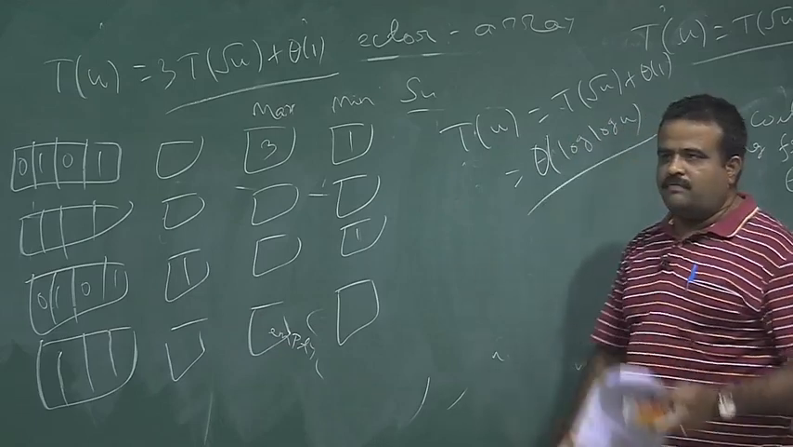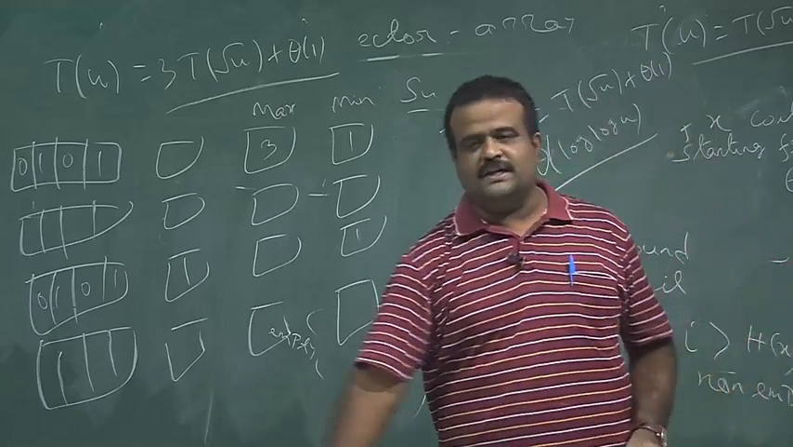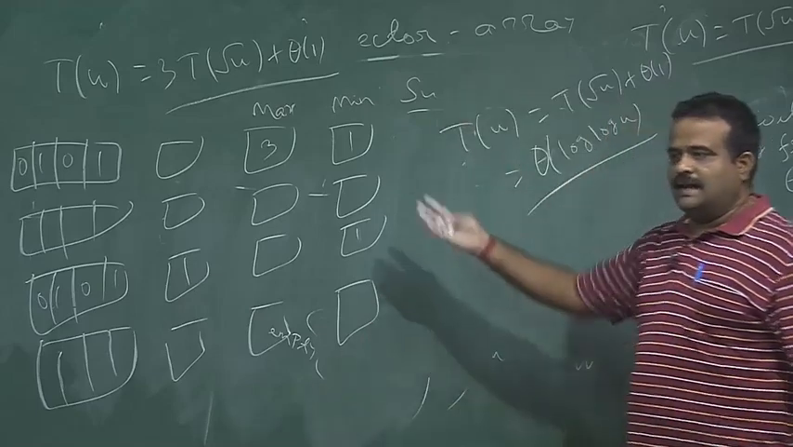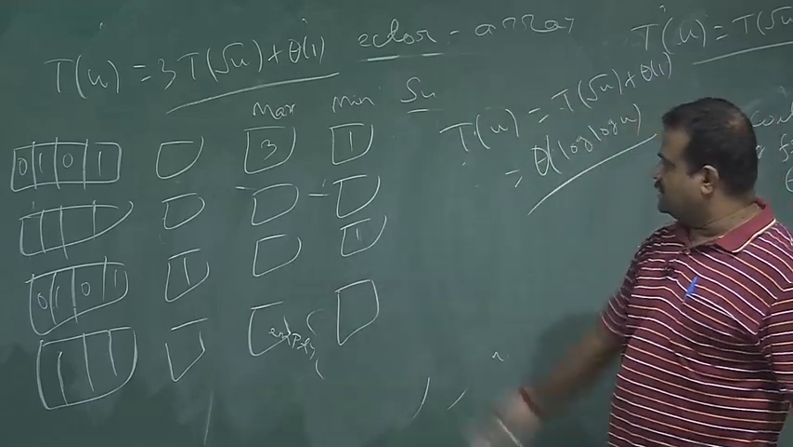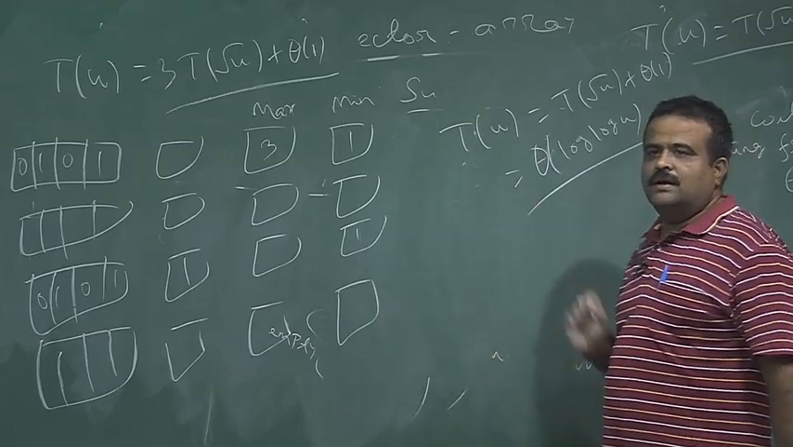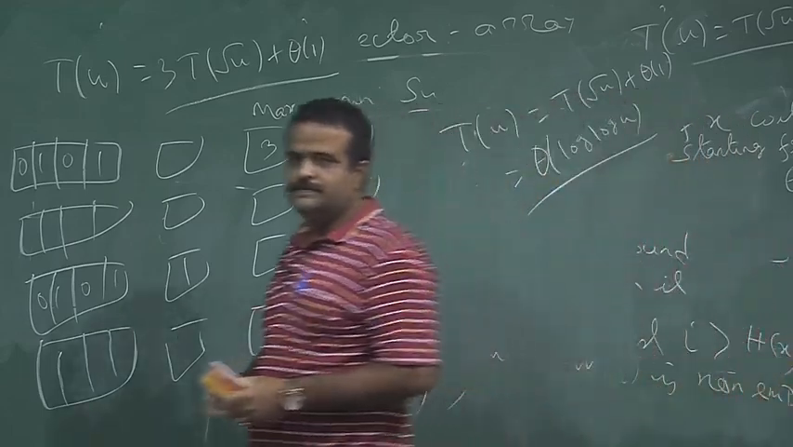So, this is the idea of Van Emde Boas. This is really a cool data structure, and by this augmentation we are getting this time complexity. Okay. Thank you.